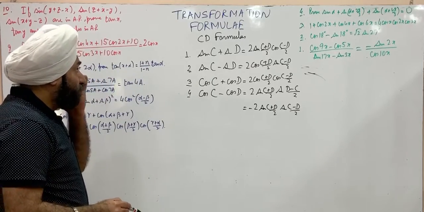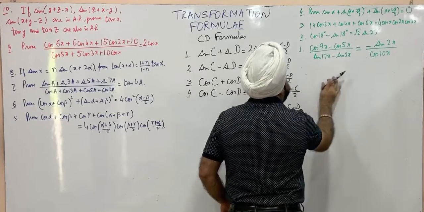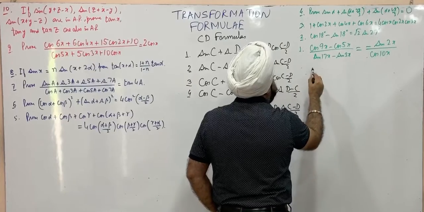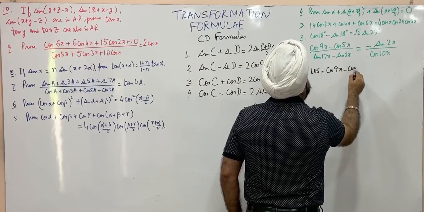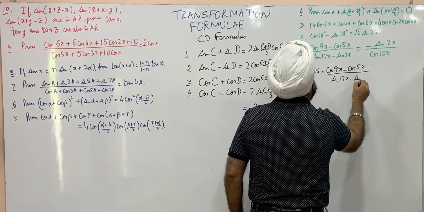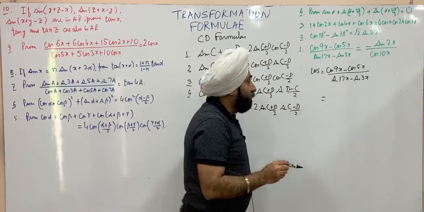So let us solve questions based on these formulas. The first one, we have to prove this is equal to minus sin 2x upon cos of 10x. Starting from the left hand side, this is sin 17x minus sin of 3x. This is like cos C minus cos D.